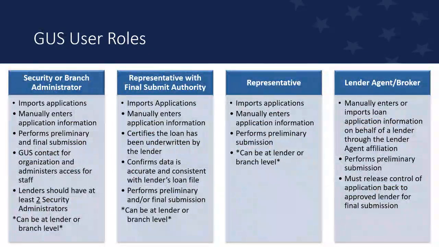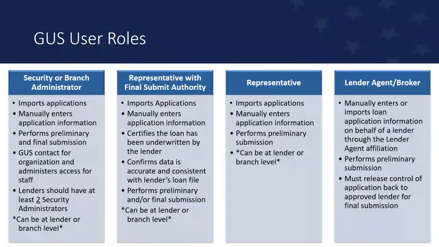So what roles can be assigned in GUS? The security or branch administrator role, this is the only user role in GUS that is actually assigned by Rural Development. They have full authority in GUS, including assigning GUS roles for their staff and third-party originators. We do recommend that lenders have at least 2 security administrators in case one of them is out or has a change in position or no longer works with GUS. In that case, you'll want to look for another person to fill that newly vacated role so that you always have a minimum of 2 people on hand that can assign roles in GUS.